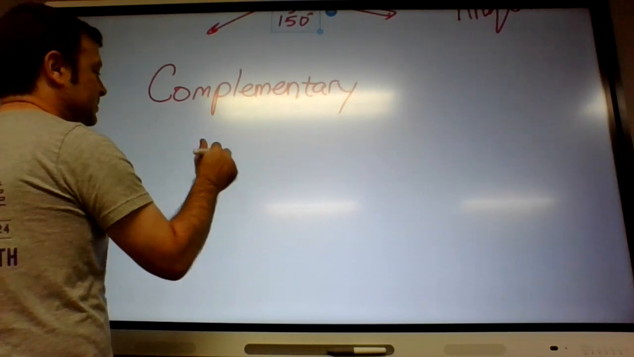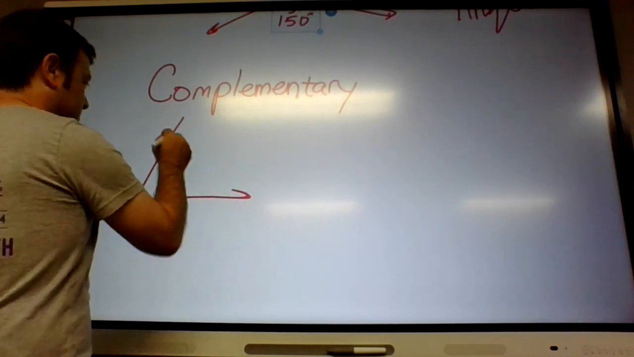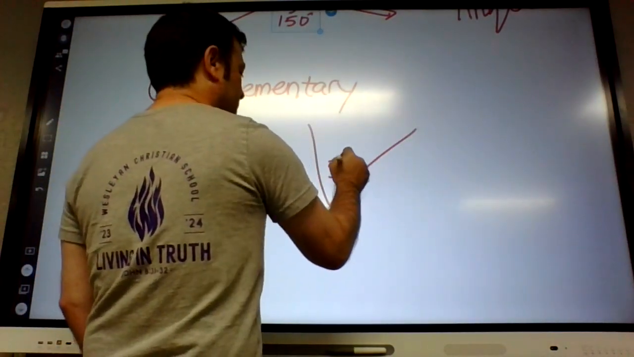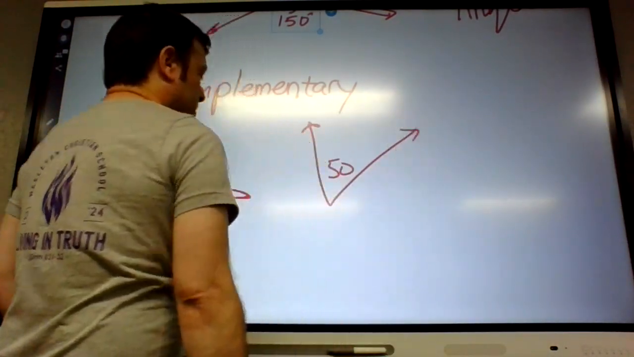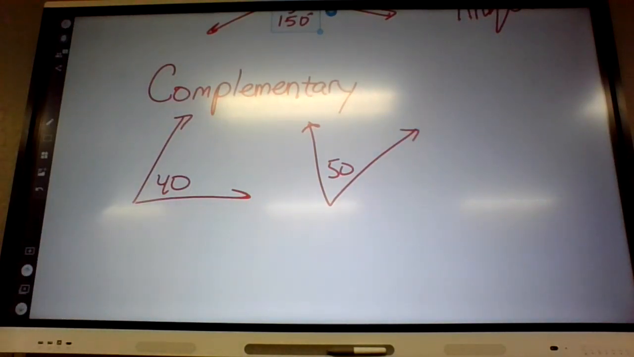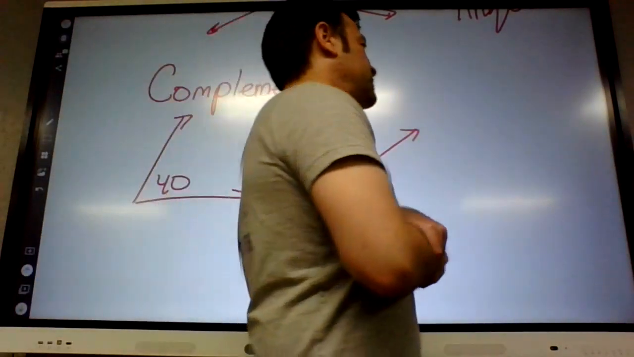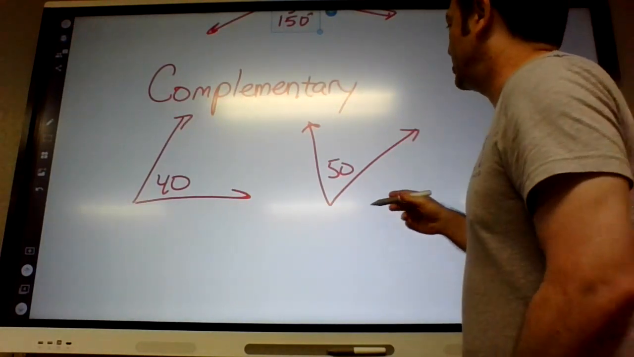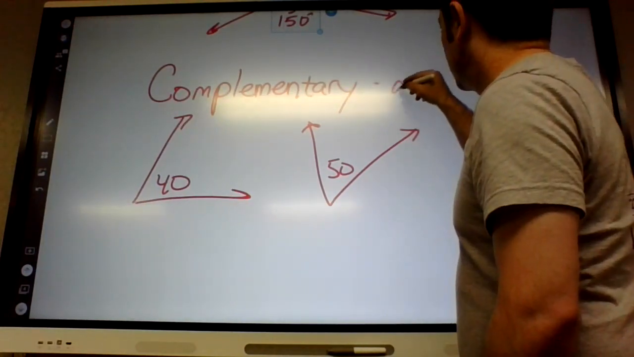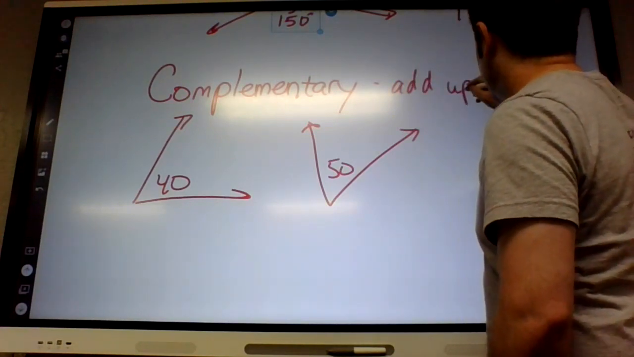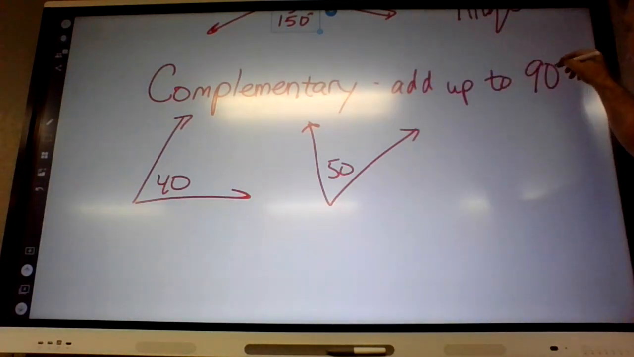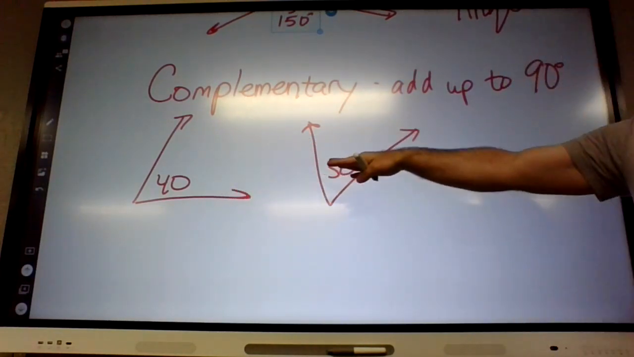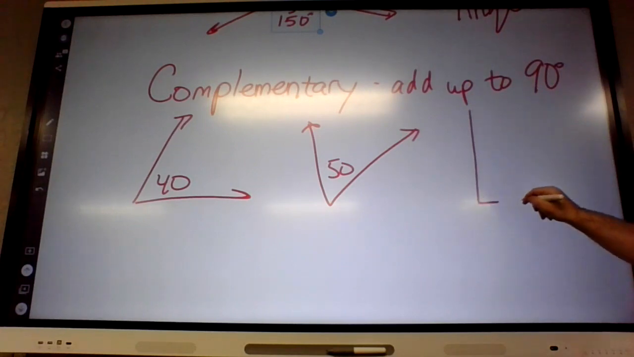So we have a 40-degree angle and a 50-degree angle. These would be complementary angles because complementary angles add up to 90 degrees. Two angles together make 90. So they might look something like this, just randomly floating around. But they also might look something like this.